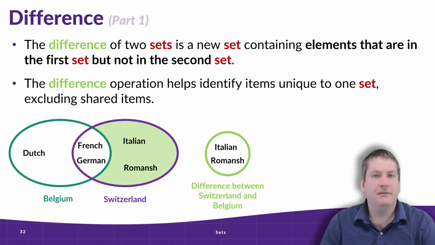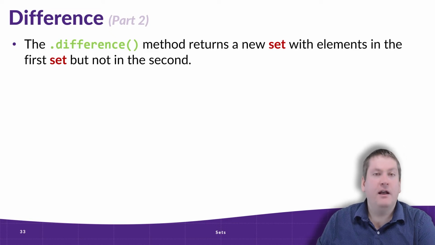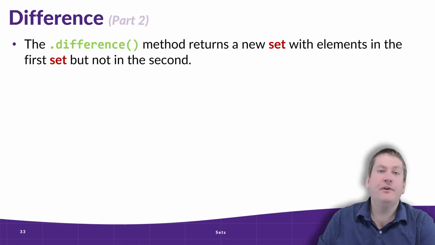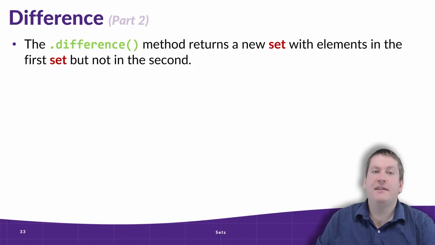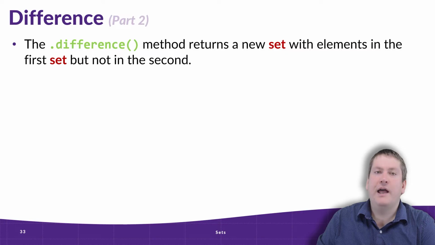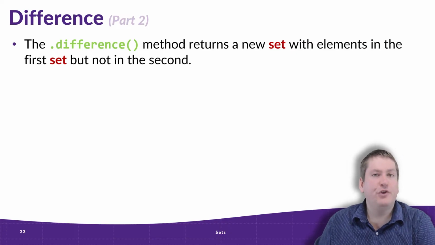So once again, we can do this in Python, and once again, we have a method already built in to help us do this, and that method is difference. The difference method takes a set as an argument, and it finds the difference between the set calling it and the set provided as an argument. So that would be all of the elements in the first set that are not common to the second set. And it does this by creating a new set object that only contains those elements.